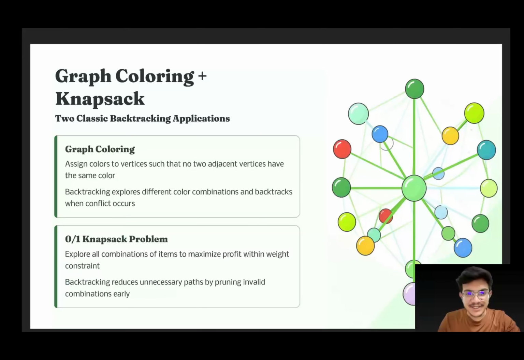Graph coloring and Snapchat. Backtracking is also used in graph coloring and Snapchat problem. In graph coloring, we assign colors to vertices such that no two adjacent vertices have the same color. We try different color combinations, backtrack when a conflict occurs. In 0-1 Snapchat problem, backtracking, we explore all possible combinations of items to maximize profit. However, instead of checking all combinations blindly, we prune, or we can say eliminate, parts that exceed weight or are not useful. This makes the process more efficient than brute force.